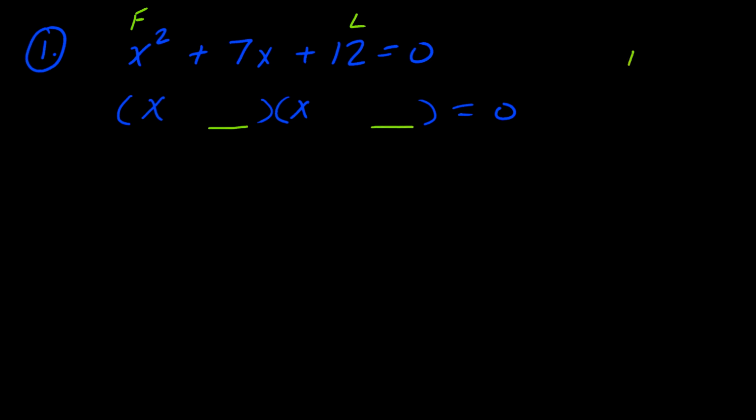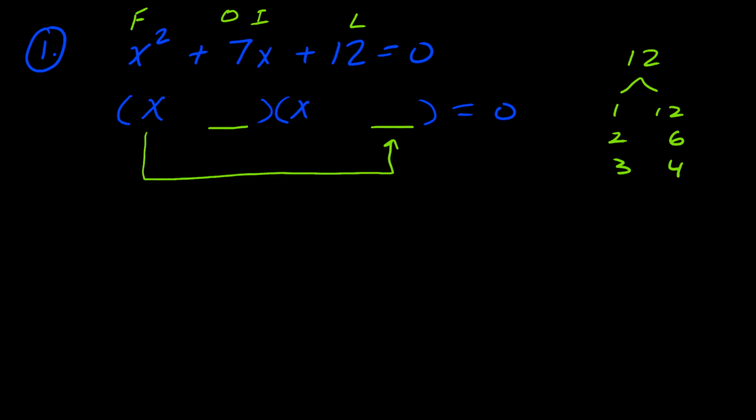So to get a 12 from multiplication, we must have had either 1 times 12, 2 times 6, or 3 times 4. This inside term, 7x, comes from the outer and the inner term, multiplying this x times this value and this x times this value. So that's our outer and our inner. Since that's the result of those two, we're going to have to find out what multiplies to make 12 that adds to make 7. And here's our list of choices. So clearly we can see 3 and 4 would satisfy that condition. So we will put plus 3, plus 4 equals 0.